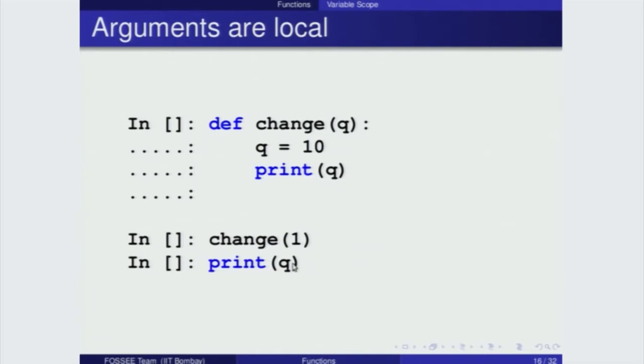So if I had a q here and I had a q in the function, those two q's will be actually very different. If you change the q inside the function, it does not mean you are going to change the value outside. So arguments passed to Python are local.